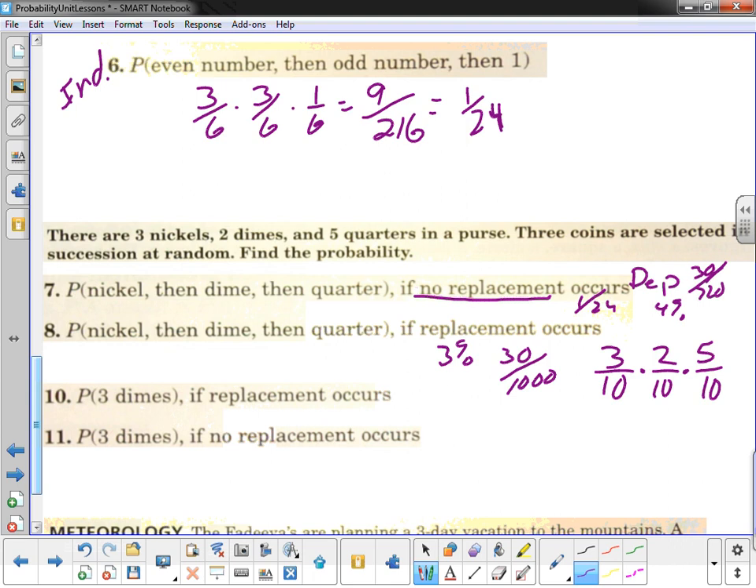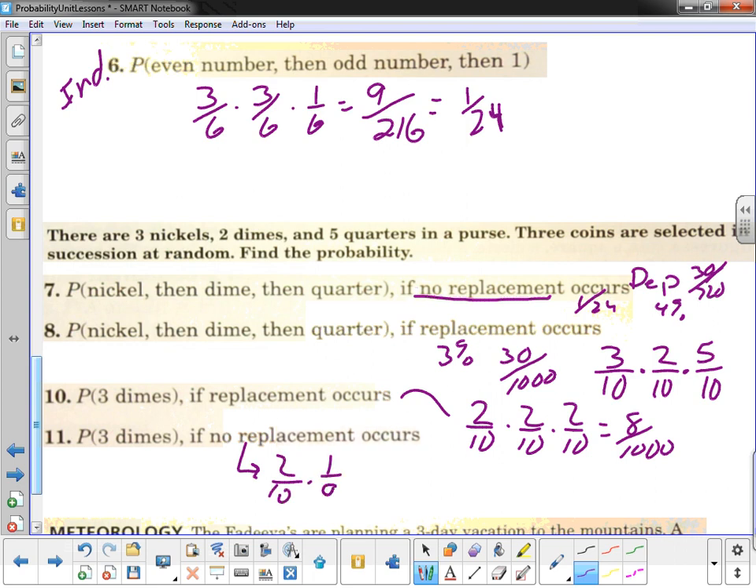Okay, so what's the probability of 3 dimes if replacement occurs? Well, that's going to work out pretty easy. It's going to be a 3 out of 10 and a 3 out of 10. Sorry, not 3. 2 out of 10 and a 2 out of 10 and a 2 out of 10. That gets me an 8 out of 1,000. Not too bad. Okay, probability of 3 dimes if no replacement occurs. On the first one I have a 2 out of 10 of making it a dime, and then I have a 1 out of 9, and then I have a 0 out of 8. There's no 3 dimes. There's no way I could get that. I would have a probability of 0.